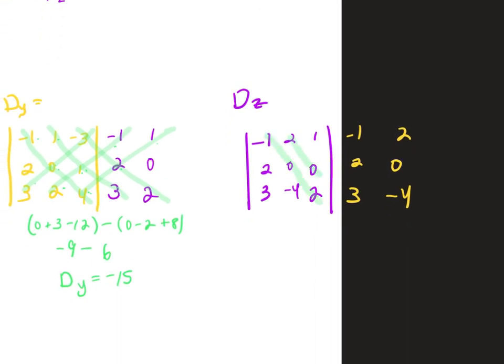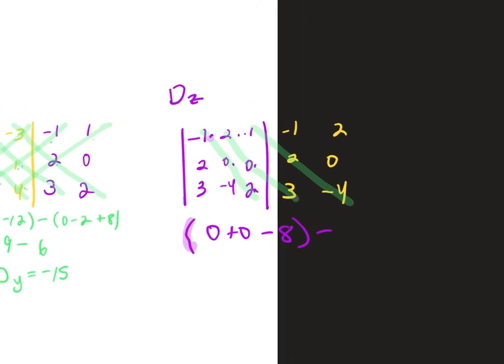So I'm here, here, here. What's negative 1 times 0 times 2? 0. What's 2 times 0 times 3? 0. And then what's 1 times 2 times negative 4? Negative 8. Okay, minus. Where am I? Here. See why it's important to keep yourself nice and neat.